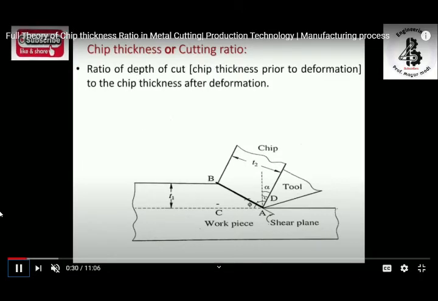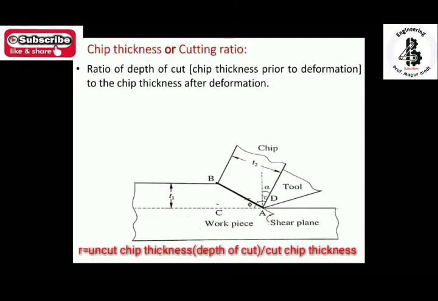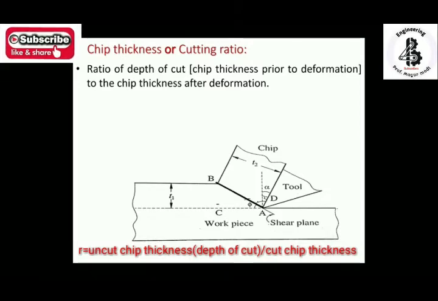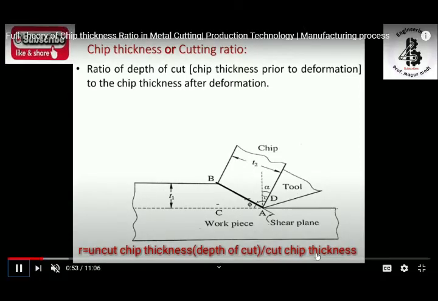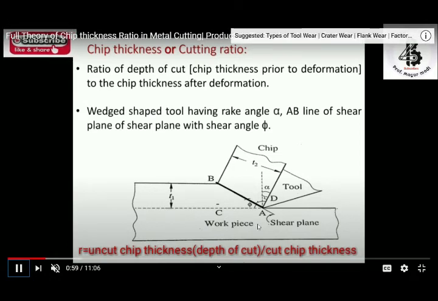Chip thickness ratio or cutting ratio. In this slide I explain one by one, you deeply understand and observe everything. What is the chip thickness ratio? Ratio of the depth of cut to the chip thickness after deformation. Here also same, T2 and T1. T2 is after cutting, T1 is before cutting.